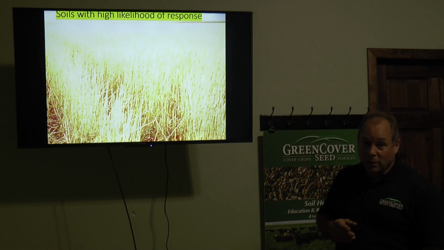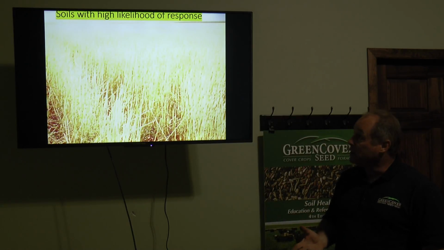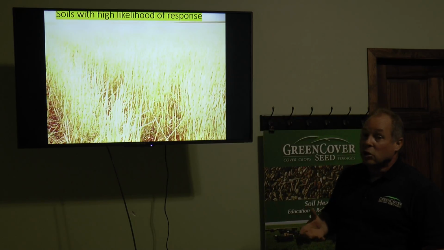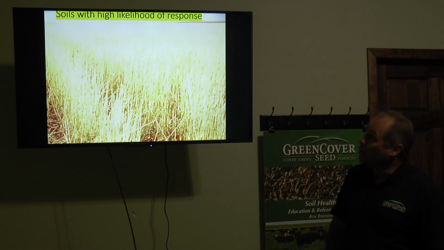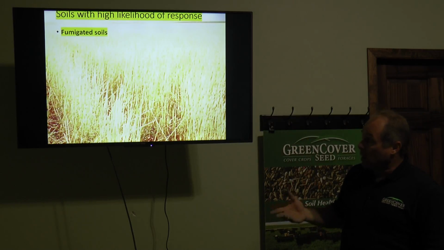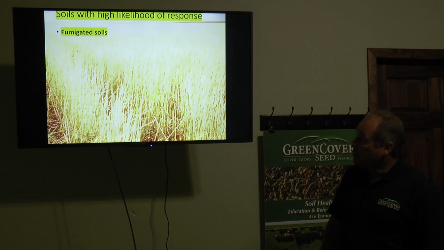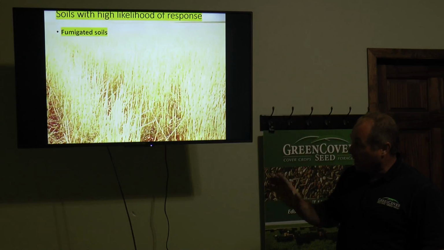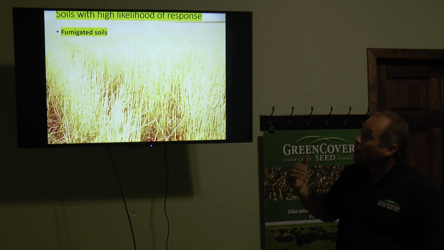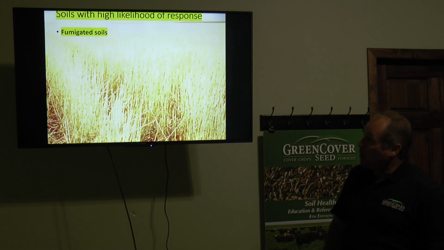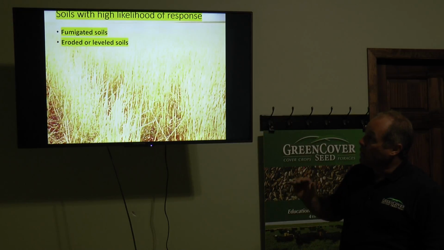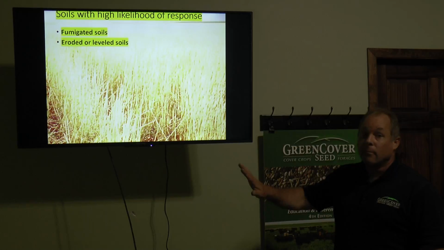Now, what kind of soils do you get the best response on? Basically, the worst soils give you the best response because they're the ones most likely to need help with water and nutrient uptake. Soils that have been fumigated, that's mainly important for vegetable growers, places where they grow fruit trees. Any place that's been treated with fumigant probably has zero mycorrhizal fungi. That's going to give a good response to inoculation. Anything that's been eroded or leveled, where the natural mycorrhizae will have been removed.